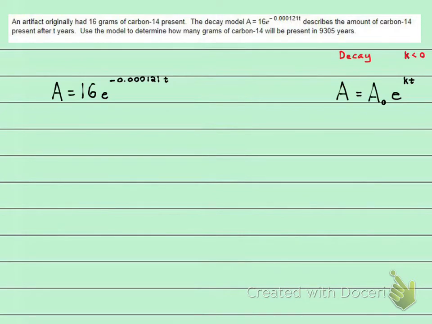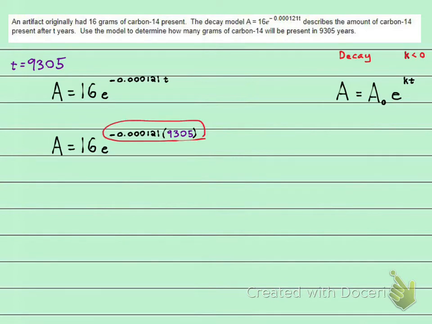Okay, so the t given in the question is 9305. And once we plug that in right here for t, then this just becomes a calculator problem. Alright, so get your calculator ready. First thing we're going to do is, instead of t, we're going to plug in 9305. And the next thing I'm going to do is multiply these two numbers together. Alright, and that is going to give me negative 1.125905. And the next thing I'm going to do is take e to the power of this number.